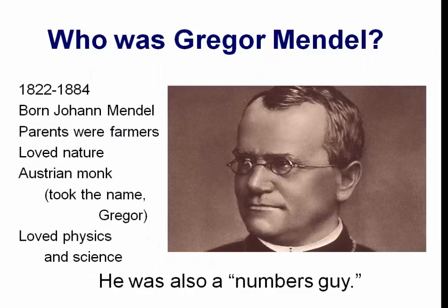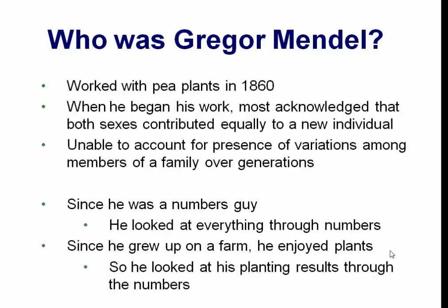Gregor Mendel, he was a numbers guy. He saw things in numbers, and that is why he became the father of all of our genetic research and the things that we see that are true today. He was born to parents that were farmers, and as he became older, became an Austrian monk. But he always loved physics and science.